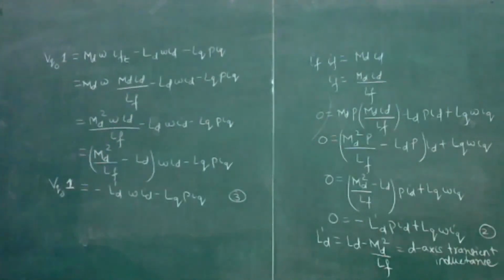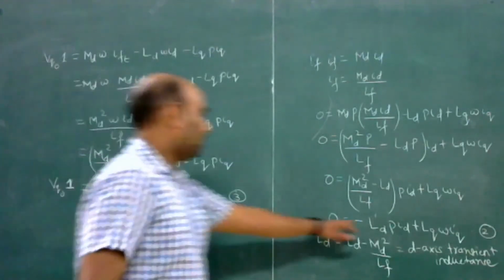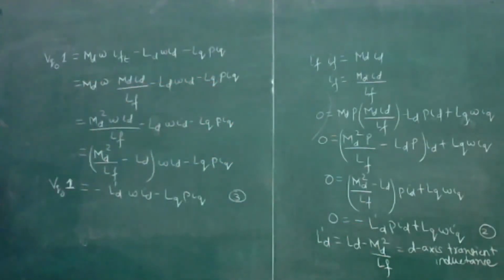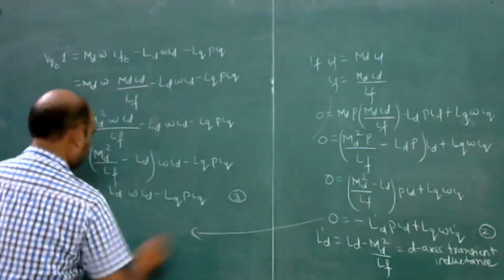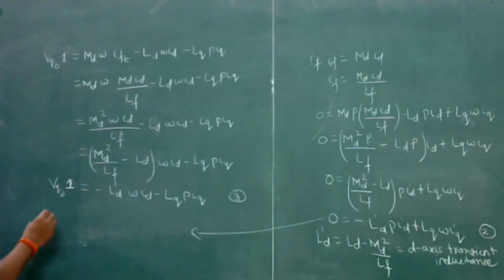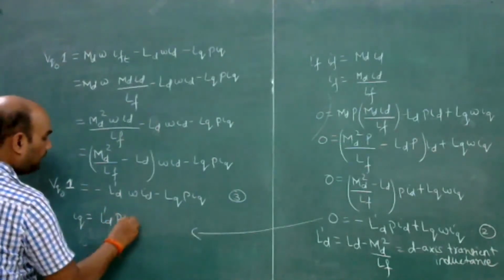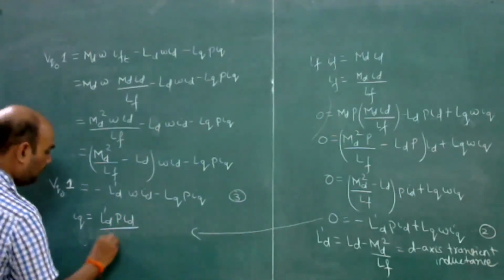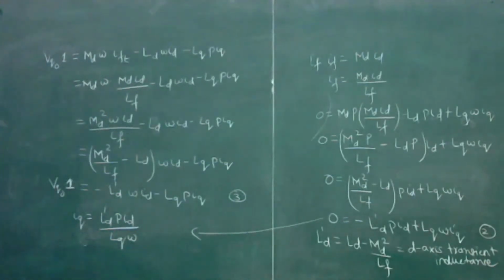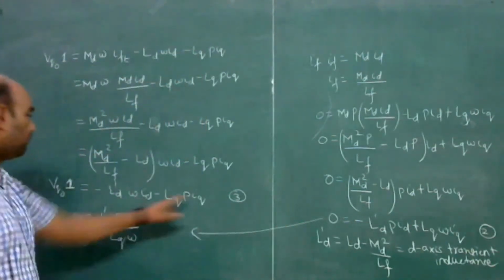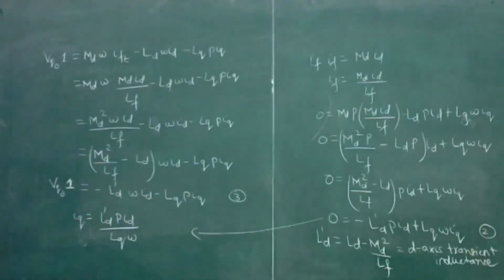We have got these two simultaneous equations in ID and IQ. From here you can find the value of IQ from equation 2. So IQ is equal to LD dash P ID divided by LQ into omega. This will be the value of IQ by using equation 2, and we will substitute the value of IQ in equation number 3.